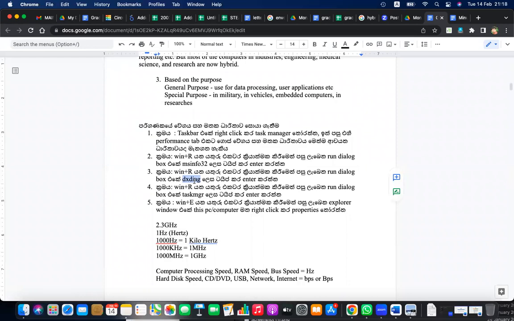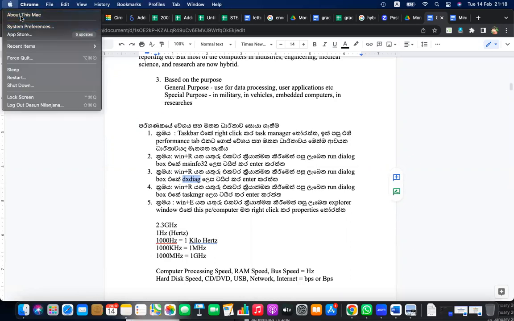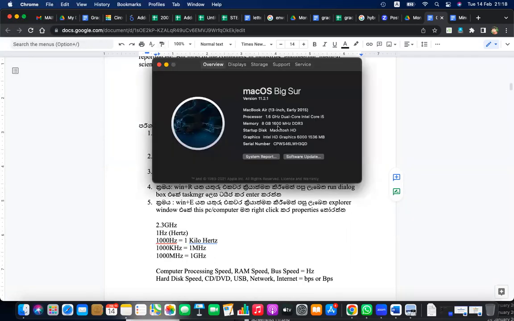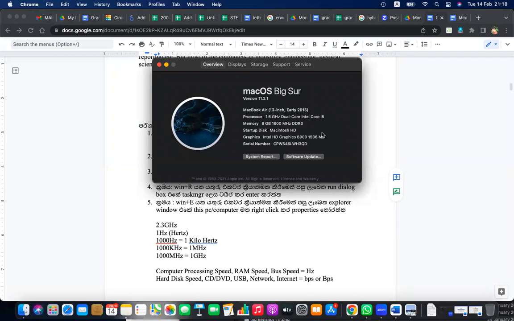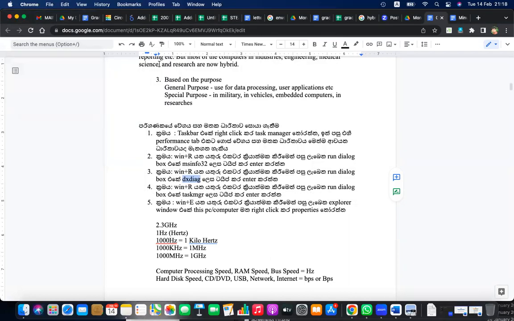MSConfig, MSInfo32, DxDiag, Task Manager. These are the things that we have learned. Specifications in a MacBook can be discovered like this: About This Mac, or you can use CPU-Z as an application. About This Mac is one method, or you can go to the CPU-Z application and look at that. Okay, that's it.